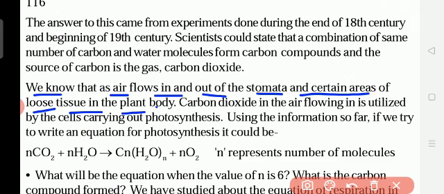What is the work of the stomata? Stomata breathe in carbon dioxide and breathe out oxygen. So exchange of gases will be taking place in the stomata. Okay. And the carbon dioxide in the air flowing in is utilized by the cells. Utilized means used by the cells carrying out photosynthesis.